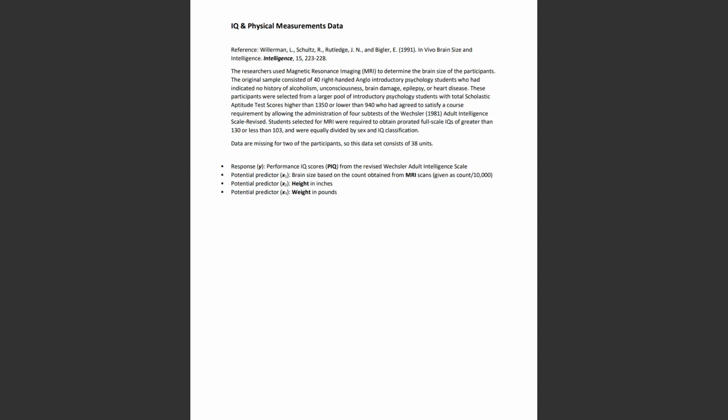We can just talk about it in terms of a brain size unit because I don't know if the count is pixels on the MRI divided by 10,000. I don't know what that is. Then we have 2 additional explanatory variables, height, which is given in inches, and weight, which is given in pounds.